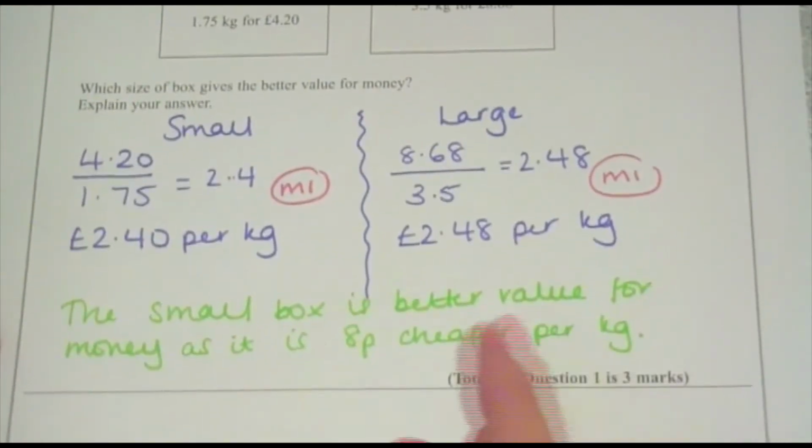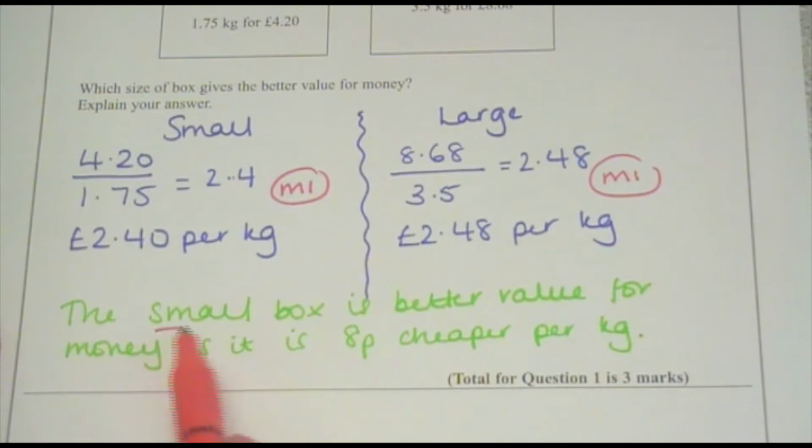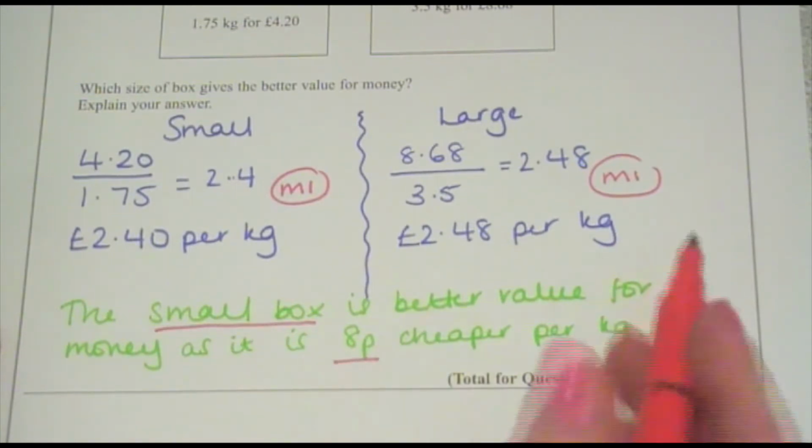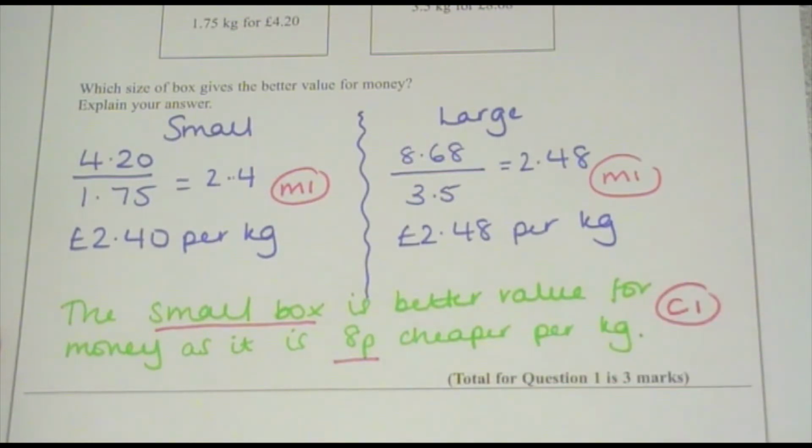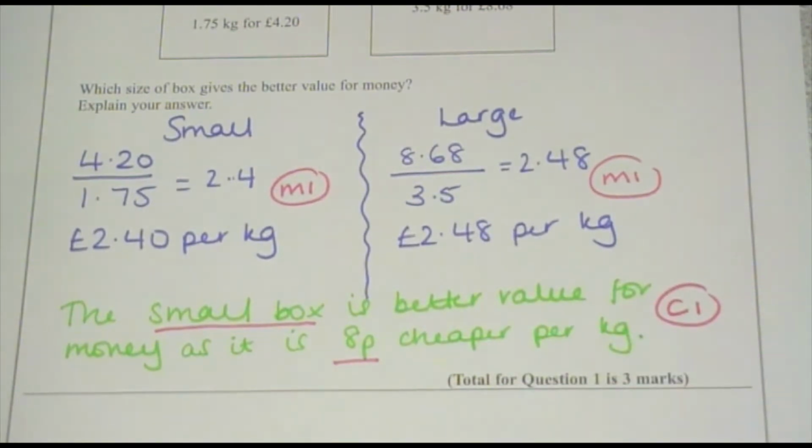The last mark, the communication mark, I need to be able to state that it is the smaller box that is better value for money, and I need to state by how much it is better value for money. That would give me the communication mark, and altogether 3 marks.